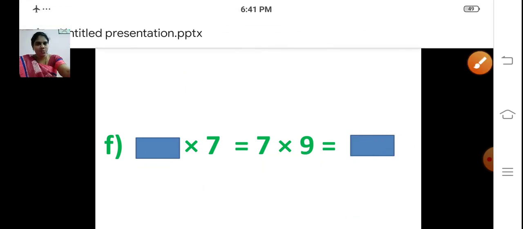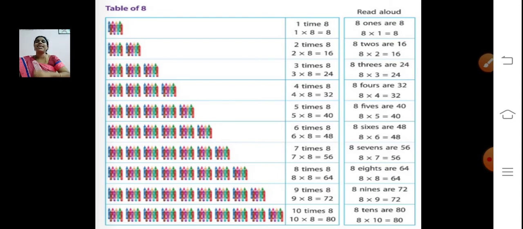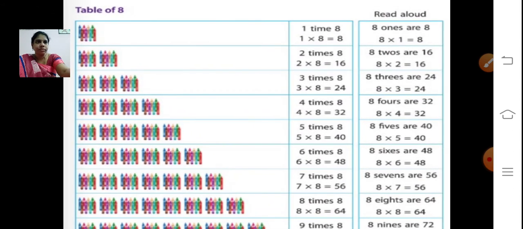Shall we move on to the next one? 8 tables. Today you revise only 7 tables. Next class also we will revise 8 tables. Okay children? Now the 8 table. Just see here.